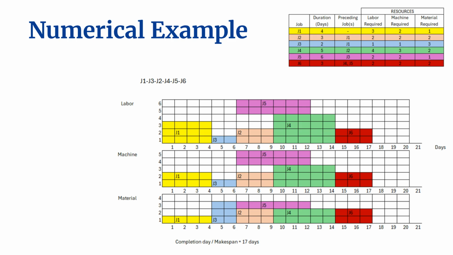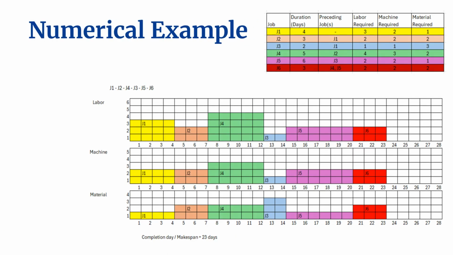In this case, J5's ability to run concurrently with J2 and J4 demonstrates effective resource packing, which is essential for minimizing makespan. Had resources been insufficient during this window, J5 would have been pushed later, extending the total project duration. Thus, the final makespan of 17 days reflects the optimal compression achievable under this specific job sequence and the governing constraints.